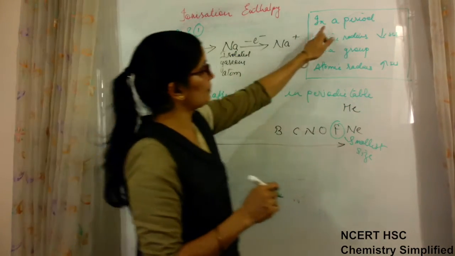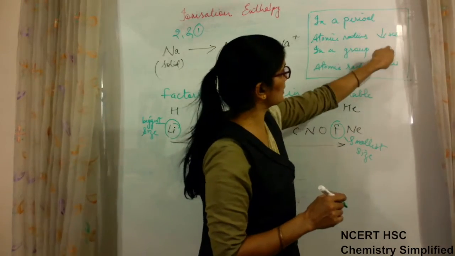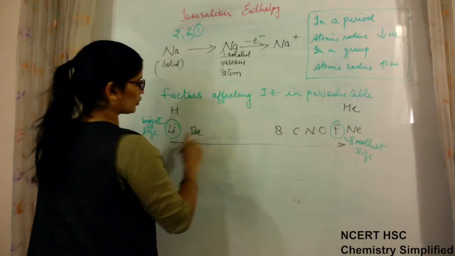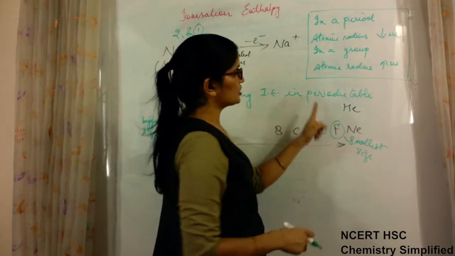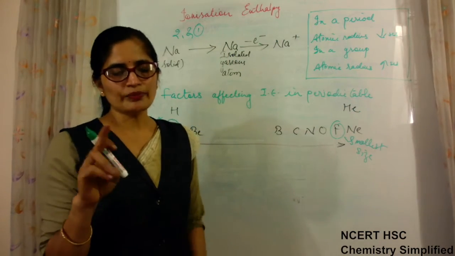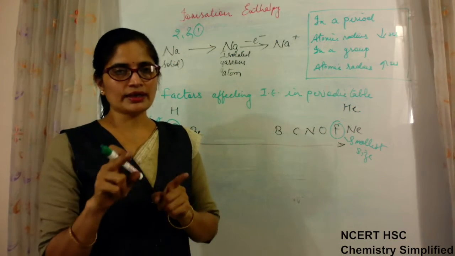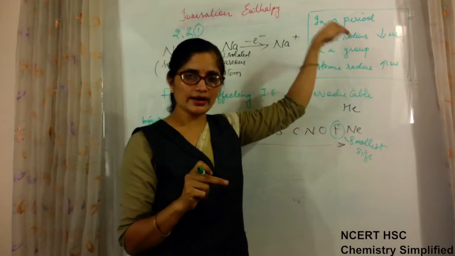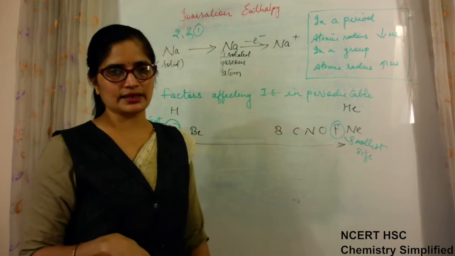You see, in a period, atomic radius decreases. And just now we said that ionization enthalpy increases. So both are opposite: atomic radius is decreasing, so ionization enthalpy will increase. Clear?